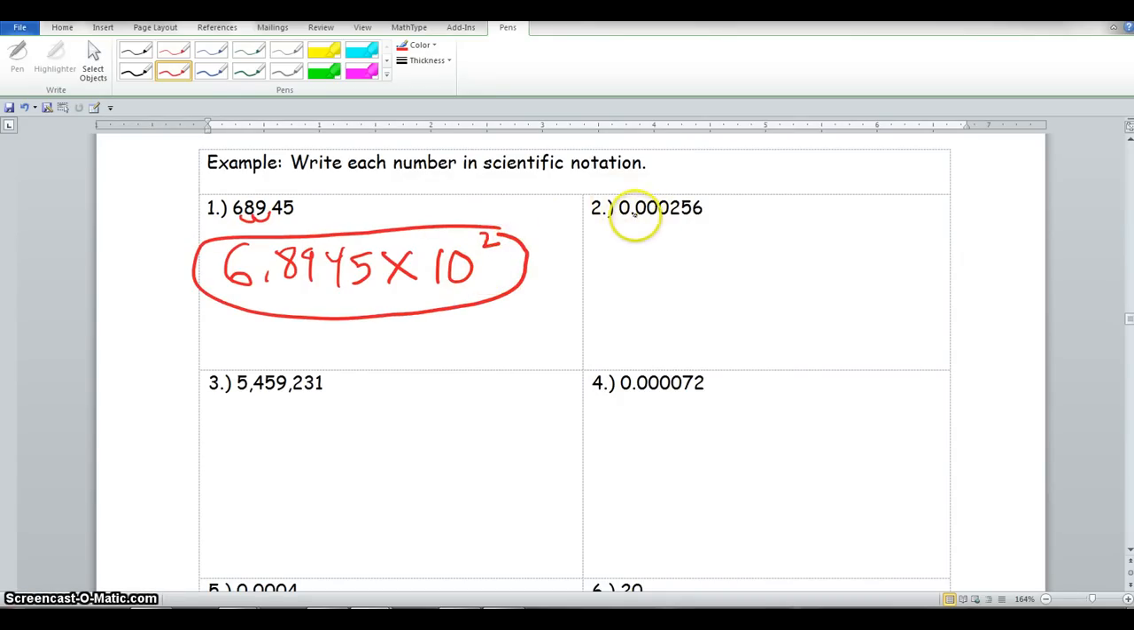Now we come here, we move the decimal 1, 2, 3, 4 places. So it'll be 2.56 times 10 to the 4th. Now because we move to the right, that 4th power would be negative.